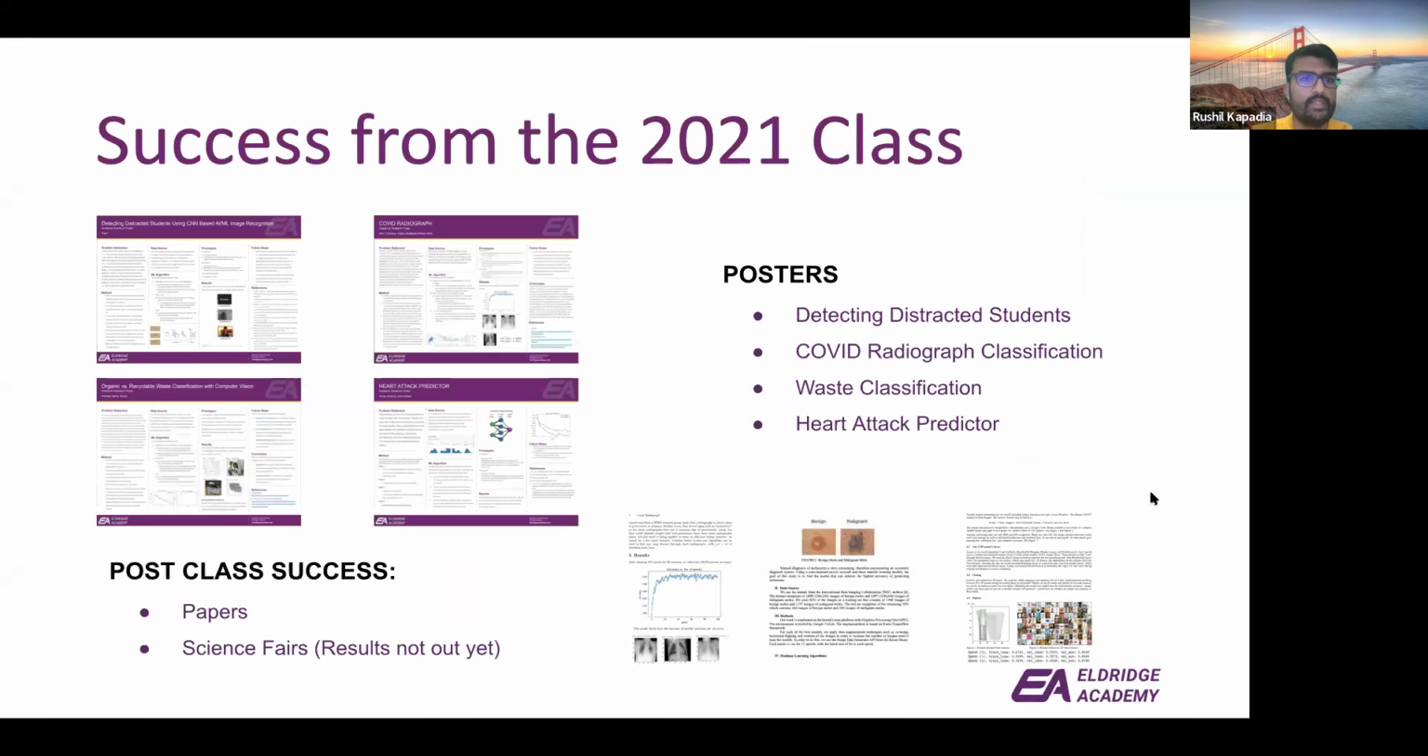As I mentioned before, this is success from the 2021 class. There are a lot of projects such as the one that we talked about, detecting distracted students. There was a COVID radiograph classification. Given these x-rays and radiographs, which I'm not sure if you can see, they detected whether people had COVID or not. That was a very interesting project and they performed well. Again, I would recommend looking at their poster or their paper if you're interested in more.